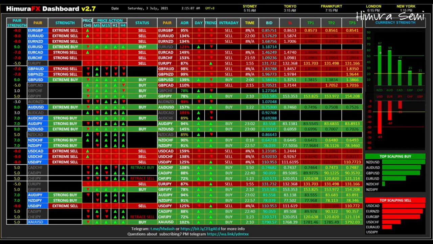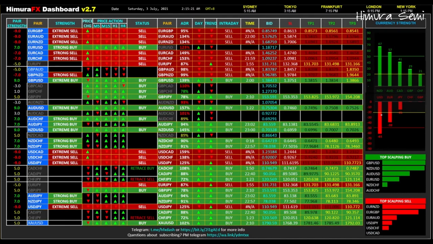Step number 1. Look at the currency strength section here. Ensure the strong currency value must be greater than 50. On the other hand, the weak currency value must be below minus 50. For now, we have 3 currencies that met our requirement, where New Zealand dollar and Australia dollar are strong, while US dollar is weak.